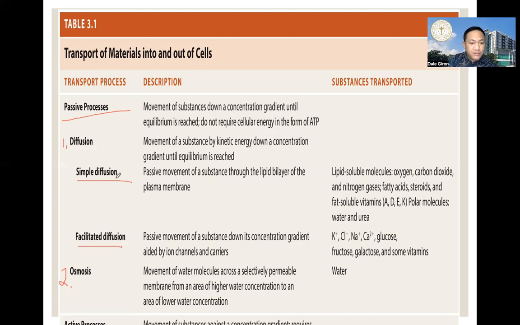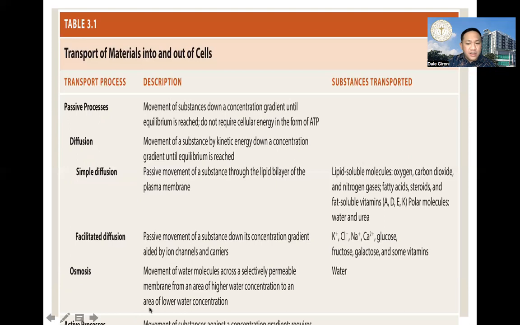When we say simple diffusion, it is just a passive movement of a substance through the lipid bilayer of the plasma membrane. And I've discussed that for the lipid layer of the plasma membrane, if there is a transport of substances from outside to inside or vice versa, it's just a simple diffusion. Lipid-soluble molecules such as your oxygen, carbon dioxide, nitrogen gases, fatty acids, steroids, fat-soluble vitamins A, D, E, K, and the polar molecules such as your water and urea can easily be transported from outside to inside through simple diffusion. And that is actually a passive process.